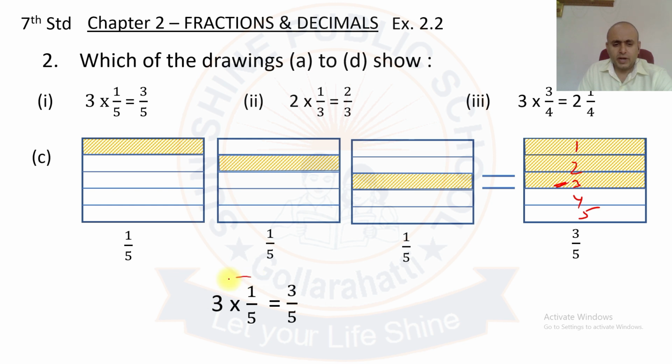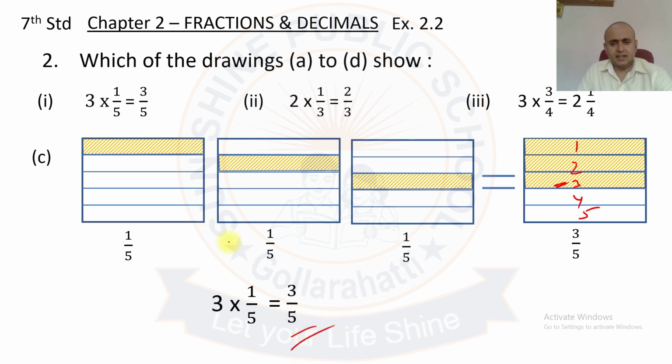When you multiply, the numerator 3 into 1 is 3, and the denominator 5 stays the same, so you get 5. 3 is nothing but 3 by 1. So when you multiply numerator to numerator the answer is 3, and denominator to denominator you get 5. So 3 into 1 is 3 and 5 into 1 is 5. Therefore 3 into 1 by 5 is equal to 3 by 5.